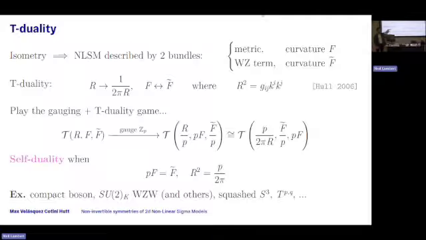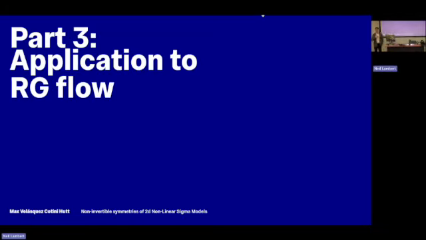Squashed 3-spheres, T^{p,q}, there are some nil manifolds. There's a long list of interesting sigma models which satisfy this constraint. Good, so that's the construction. Those are the symmetries that I'm talking about. Now let me give you one idea of what they're useful for. In particular, I'll tell you a constraint on RG flows of sigma models, which no normal symmetry could tell you about, that this non-invertible can.